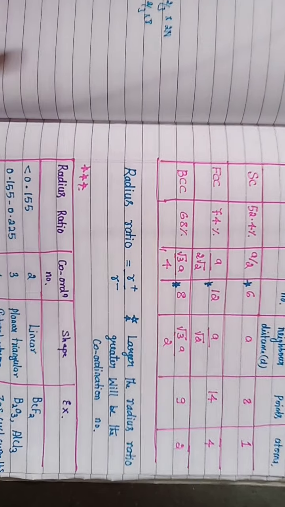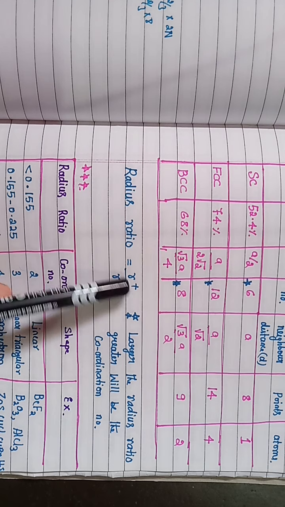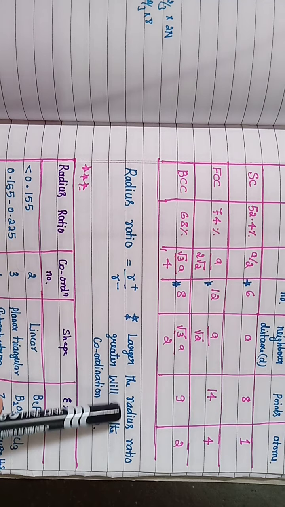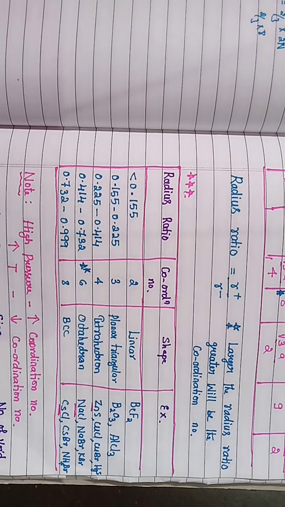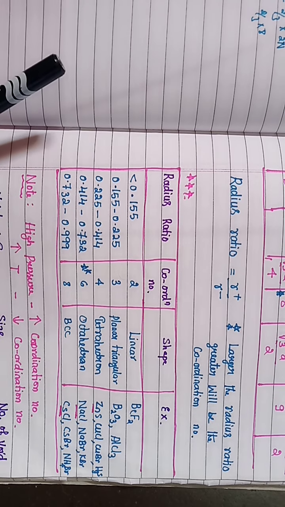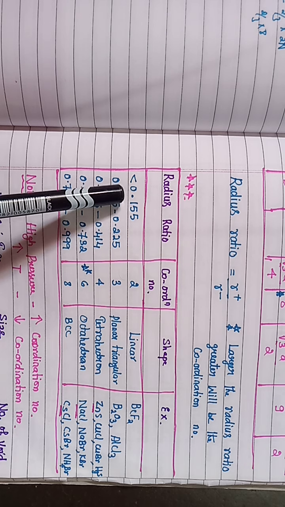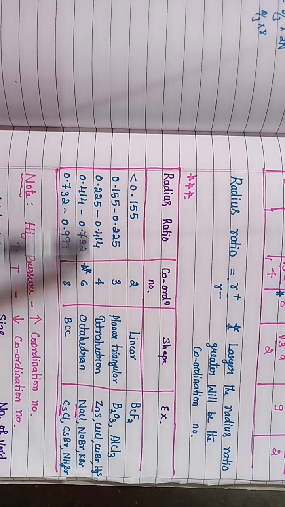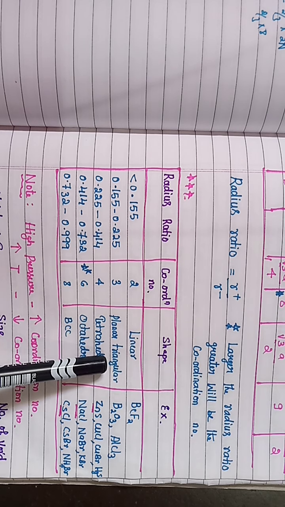Now the very important radius ratio formula: r plus divided by r minus, the radius of cation divided by the radius of anion. Remember this point: the larger the radius ratio, the greater the coordination number. So this chart you need to remember, especially what I have underlined here. If the radius ratio is less than 0.155, then the coordination number will be 2, the shape is linear, example BeF2. If the radius ratio is between these values, then the coordination number is 3, and the shape is planar triangular.